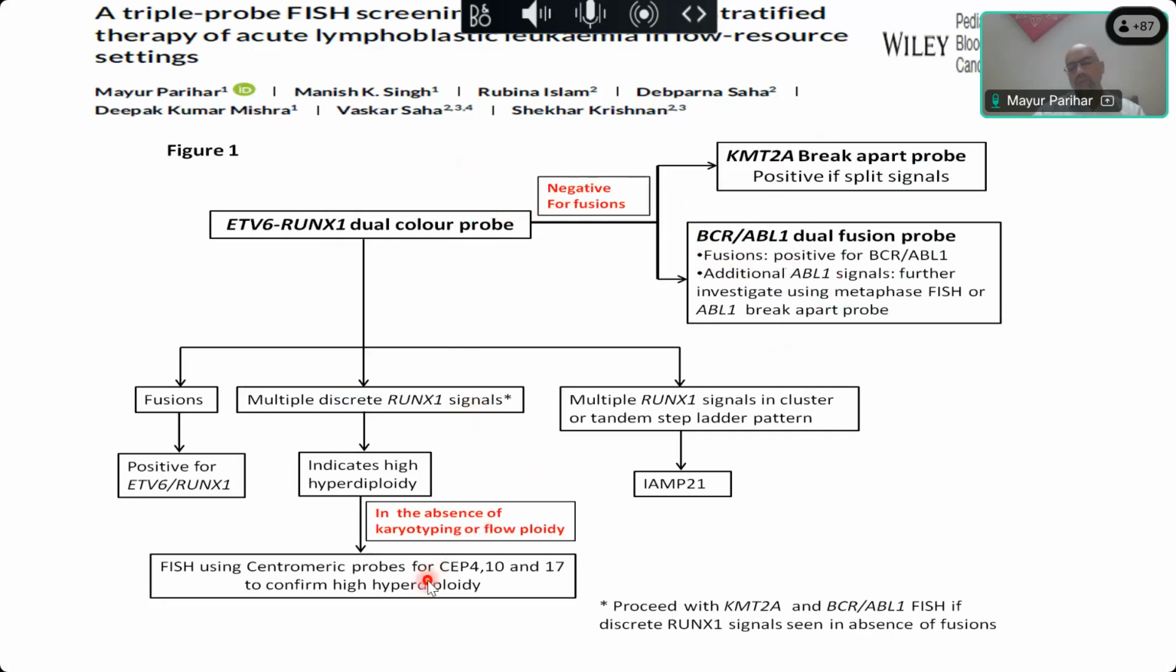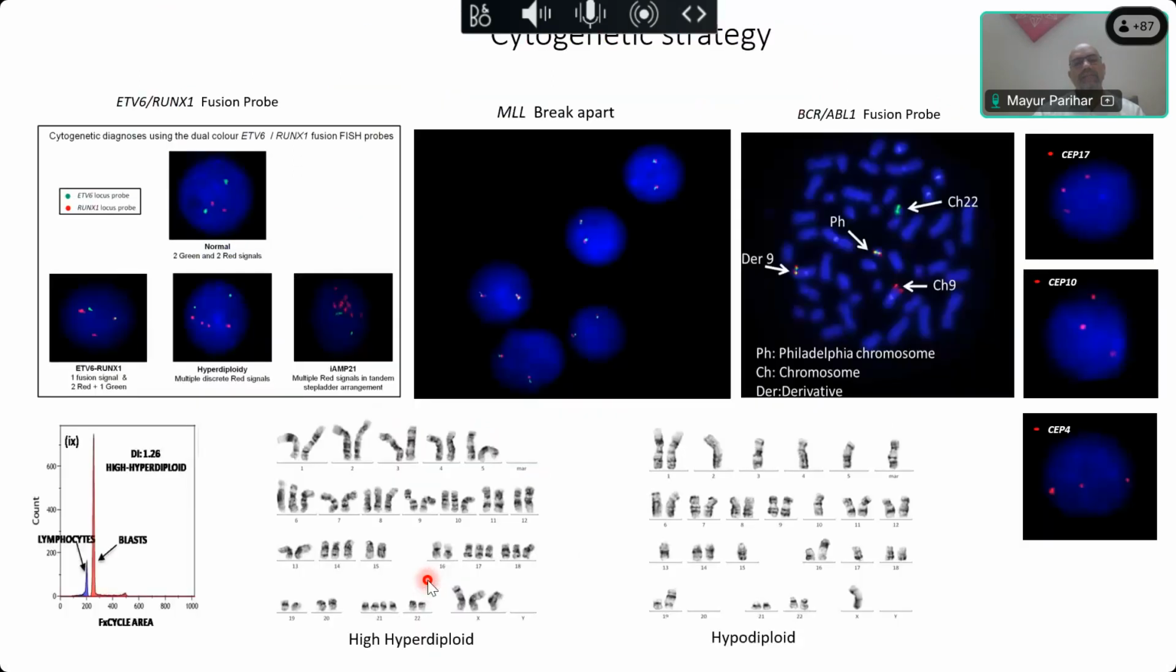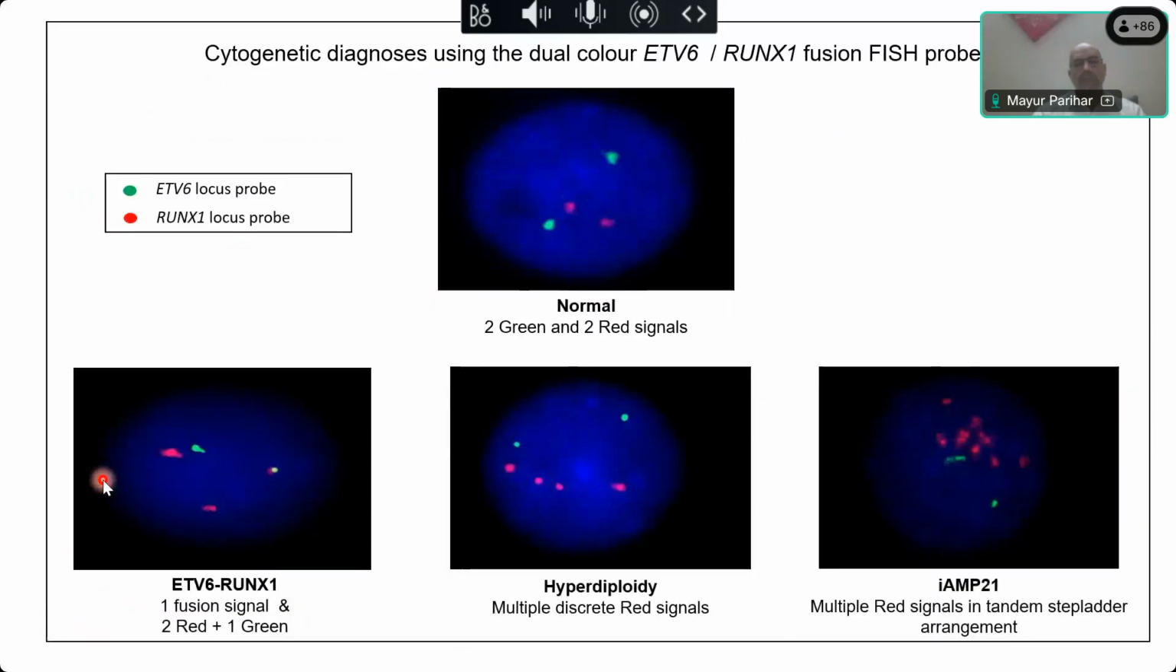Suppose you do not have flow ploidy, you can use centromeric probes to identify gains. This is the strategy we use in Tata Medical. We use the 12;21 probe, which not only identifies 12;21 fusions, it also identifies iAMP21 and high hyperdiploidy. So with a single FISH probe, you can risk stratify 55% of pediatric ALL. Then you can use an MLL break apart and a BCR-ABL, and of course karyotyping helps you to identify the ploidies, and you can identify them using flow ploidy as well.